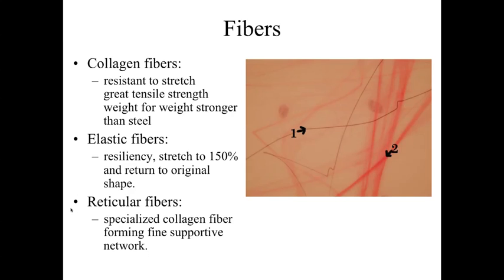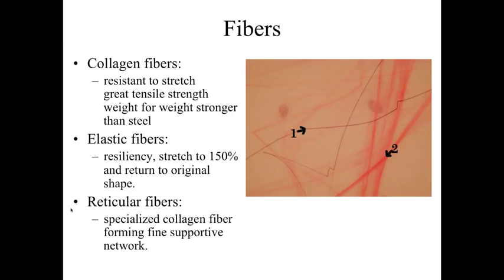In contrast, we're going to have elastic fibers, another category of fibers within the connective tissue. The elastic fibers are almost like little biological rubber bands. They have a lot of resiliency, and they're capable of stretching. They can stretch up to 150% of their length and then recoil back to their original shape, their original size. So collagen is resistant to stretch, while elastic fibers can stretch and recoil without damage to the structure.